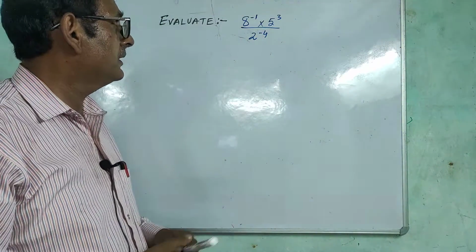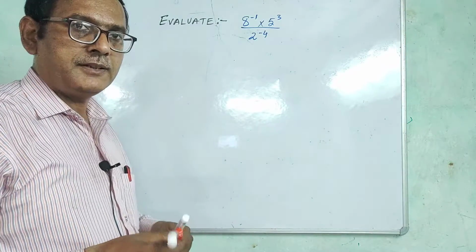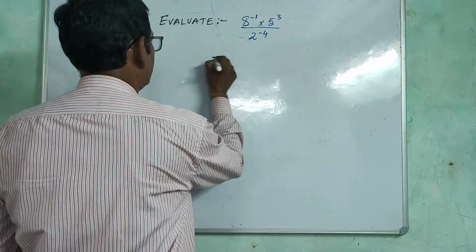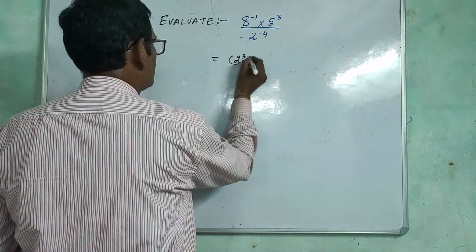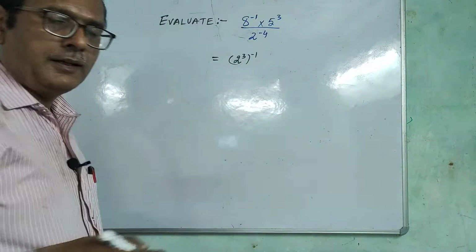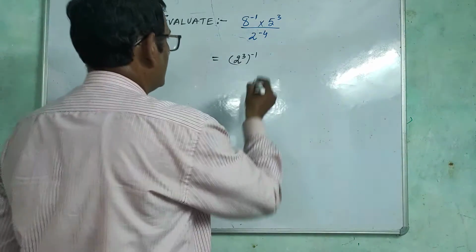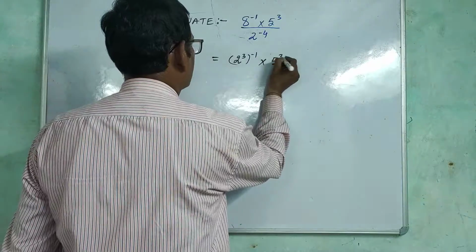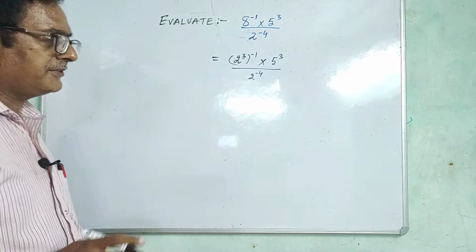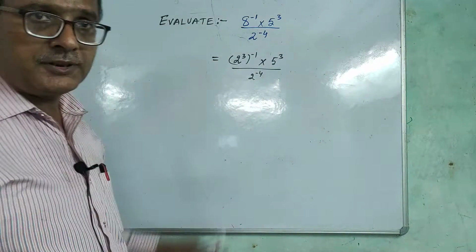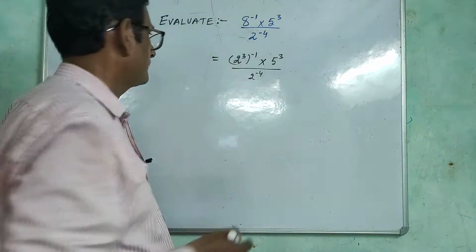8 to the power of minus 1 into 5 to the power of 3, whole upon 2 to the power of minus 4. This can be solved in the following steps. 8 to the power of minus 1 can be written as 2 cube to the power of minus 1. 8 can be written as 2 into 2 into 2, which is 2 to the power of 3, into 5 to the power of 3 whole upon 2 to the power of minus 4. What we have done, we have expressed 8, which is a composite number, in the form of its prime factors.